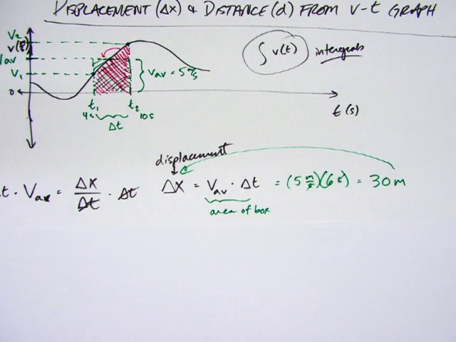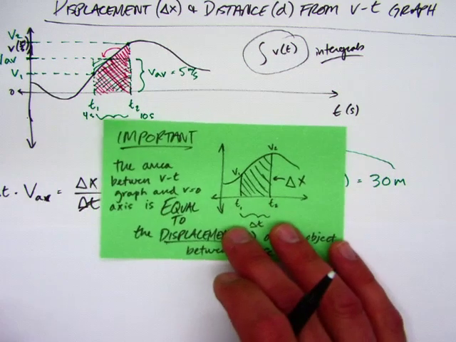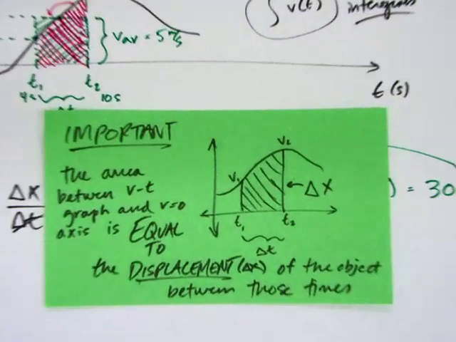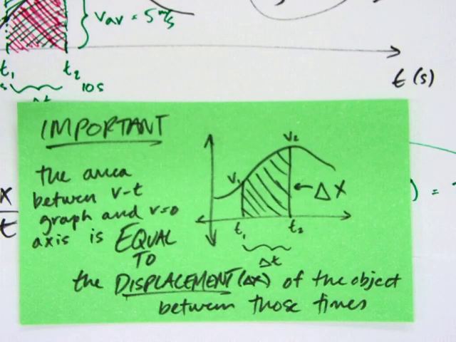This is a really important thing to pause and note down. When we have a velocity time graph, the area between the velocity time graph and the v equals 0 axis, or the x-axis typically when you plot v and t, is equal to the displacement of that object between those two times.